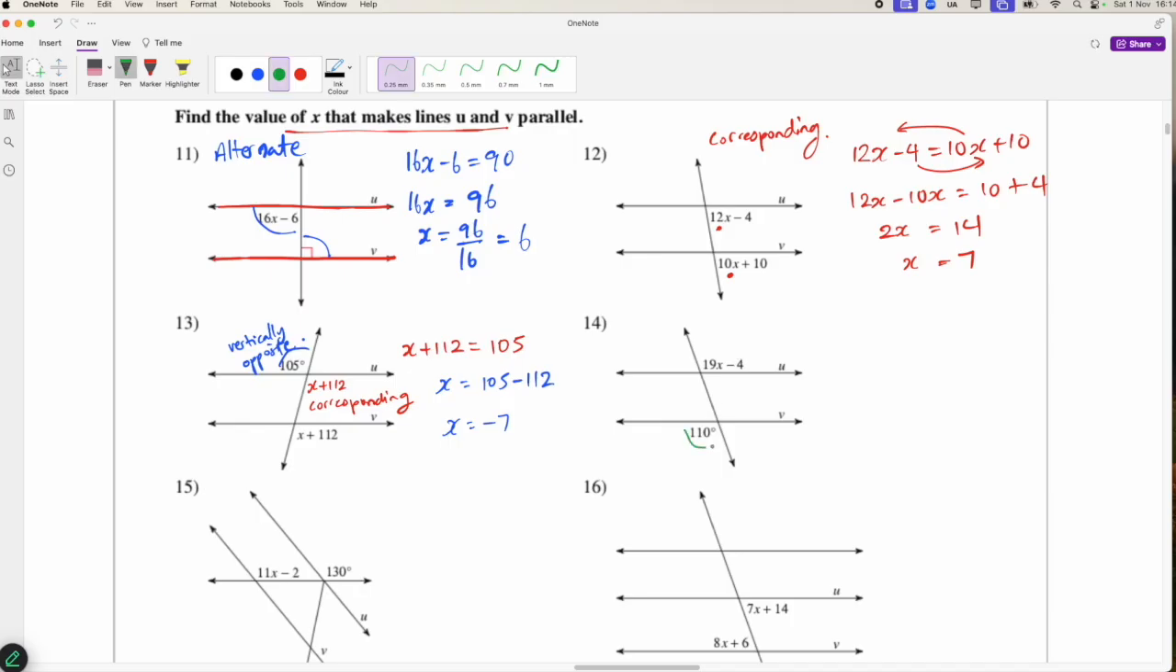This 110 is corresponding with this 110. And this is vertically opposite with this. So therefore, 19x minus 4 is going to be equal to 110, because they're all going to be equal. So therefore, 19x is going to be 114.